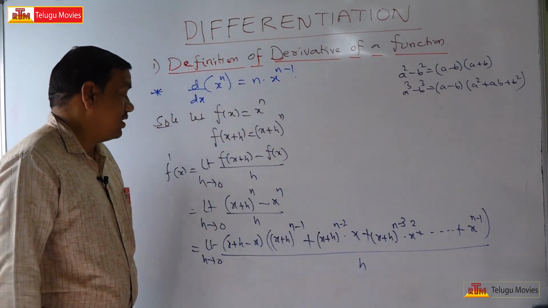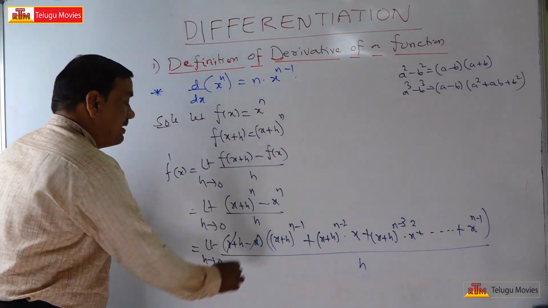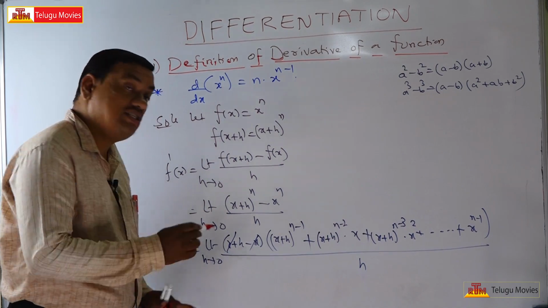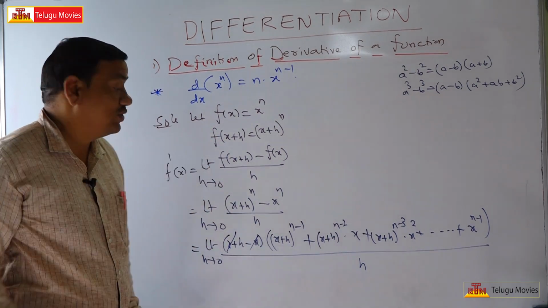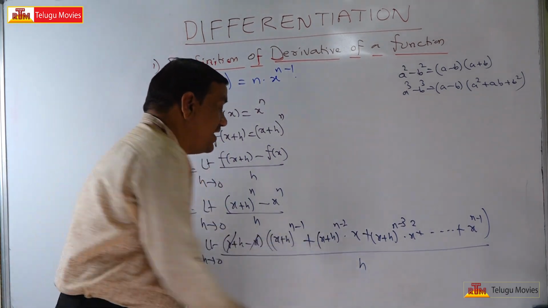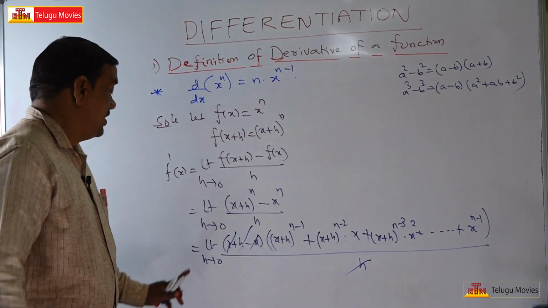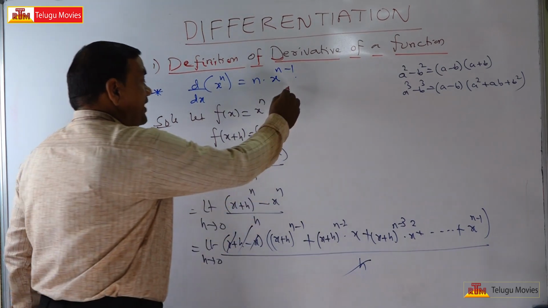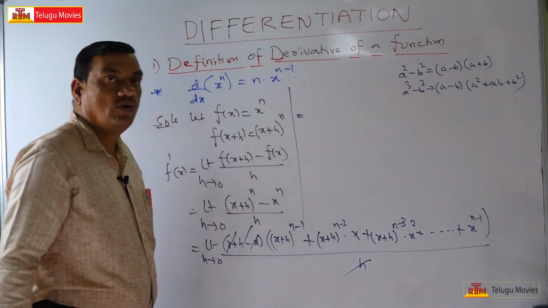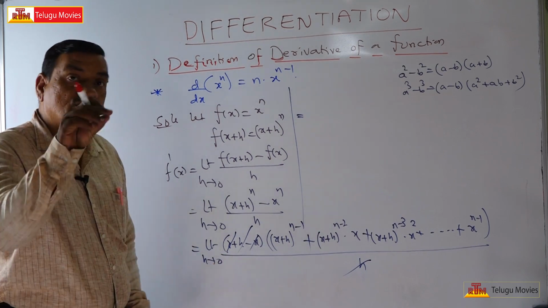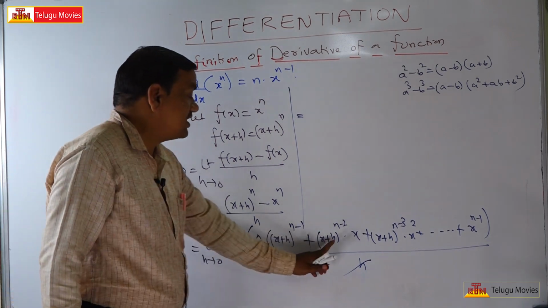See here, any more cancellations? Plus x minus x cancel. Since h is not equal to 0, as h approaches 0, h is not equal to 0. Therefore h by h can be cancelled. Now h tends to 0, so wherever h is there, you substitute 0. See here, substitute 0.